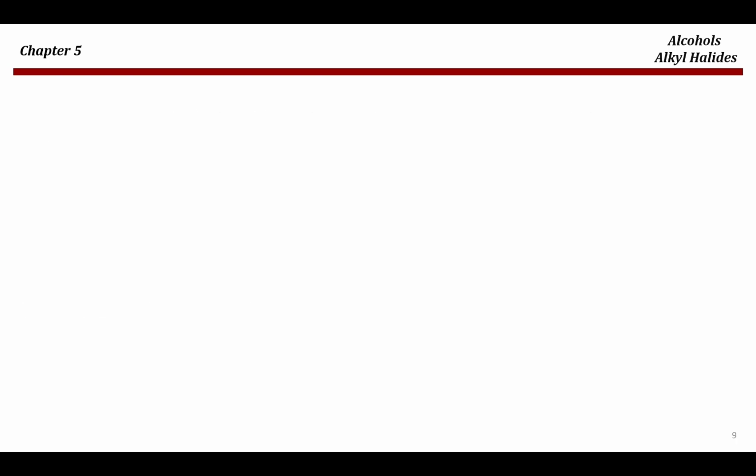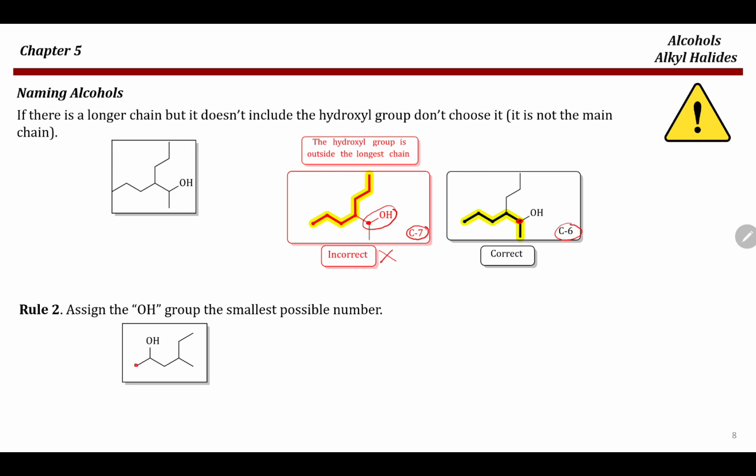For example, in this case here, the longest chain will be 1, 2, 3, 4, 5, 6. So this is hexane, but since it's an alcohol, this will be hexanol. And then I will try to give my OH group the smallest possible number, and that's why I have to count from the left side, because this will give the OH group the position number 2, and this is 2-hexanol. And then we have 1 branch here. This is a methyl group, and this methyl is at position 4, so this is 4-methyl-2-hexanol.